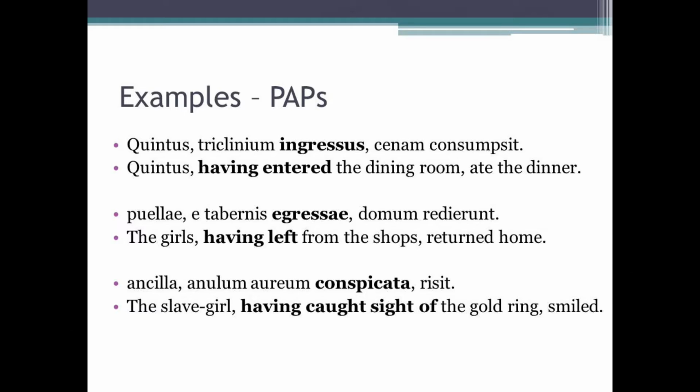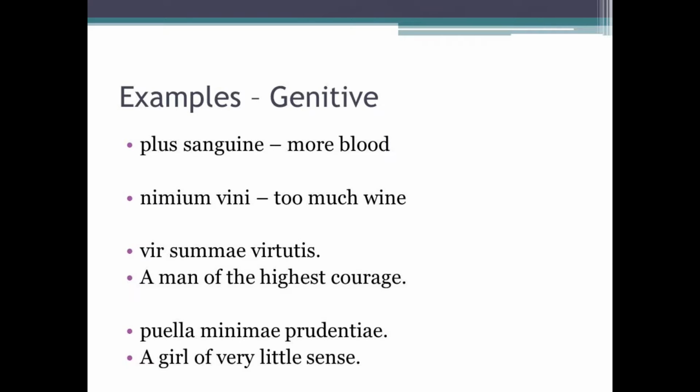And notice in all of these examples how the perfect active participle, highlighted in bold, has been translated with the word having. So now let's have a look at some more examples, but this time using the genitive. Plus sanguinis, more blood. Nimium vini, too much wine. Vir summae virtutis, a man of the highest courage.